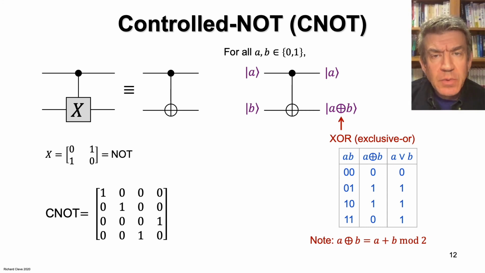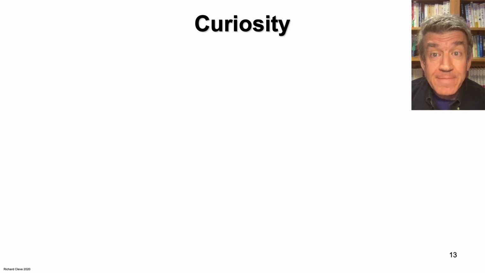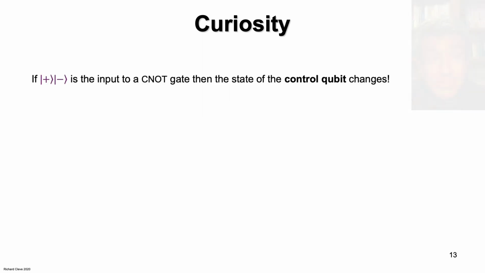Remember, I asked the question about controlled-U gates. Can the state of the control qubit change? What did you decide? You can pause the video if you'd like to think about this further. Well, the answer might surprise you. For some input states to the controlled NOT gate, the control qubit actually changes.